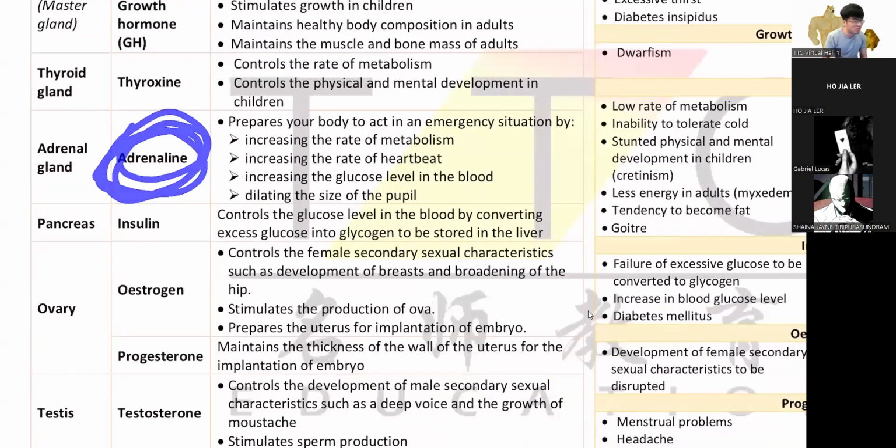This is the hormone you produce when you are in panic. Let's say you got chased by a dog or something like that, that sinking stomach feeling. Or you talk to someone you like, you have that butterfly in the stomach feeling.